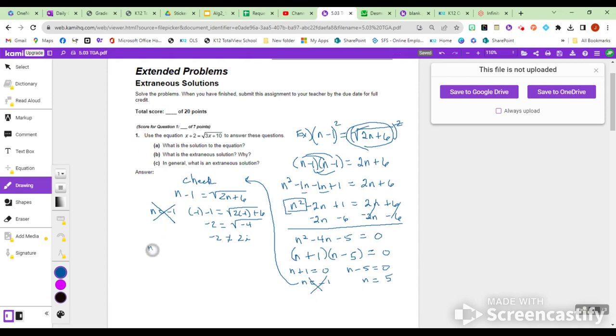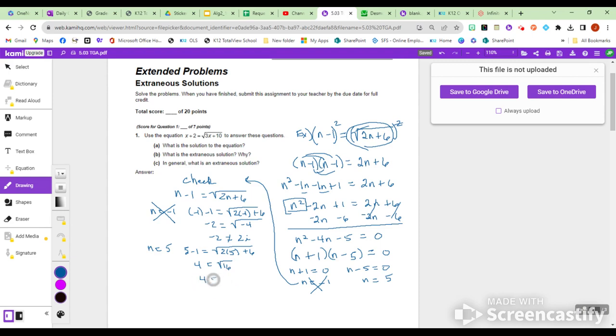So again, we're trying to check to see if 5 is an extraneous solution by plugging it back into the original problem in every place that there is an n. So we're going to do 5 minus 1 is equal to the square root of 2 times 5 plus 6. 5 minus 1 is 4. 2 times 5 is 10. 10 plus 6 is 16. So that's the square root of 16.